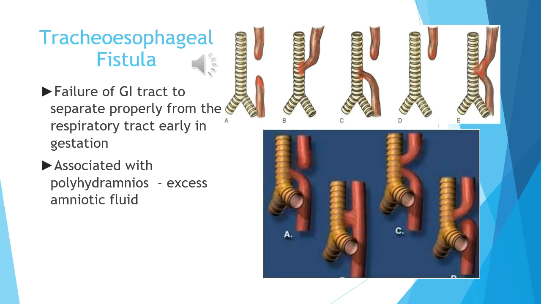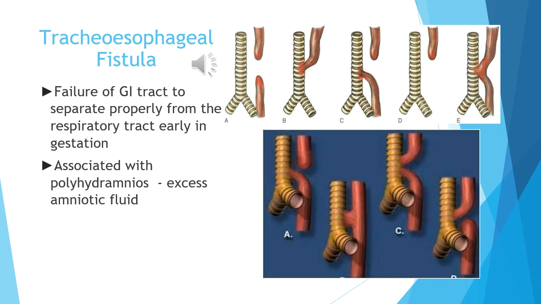Tracheoesophageal fistulas. We'll refer to this as TEF. TEF usually occurs as a result of the GI tract failing to separate properly from the respiratory tract in early gestation. It's commonly associated with polyhydramnios, which is excess amniotic fluid. TEF is a disorder in which the esophagus ends in a pouch, and then sometimes they reattach at a different point in the body, usually above the bifurcation of the trachea. These segments are usually connected by a solid cord. This is the most common form and is present in about 95% of these cases.